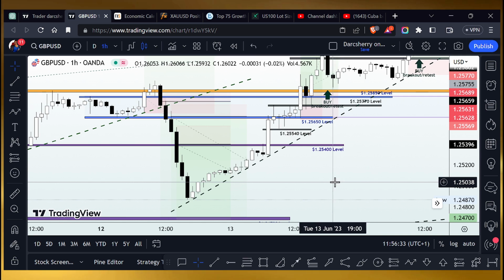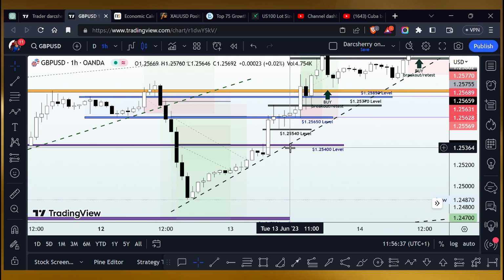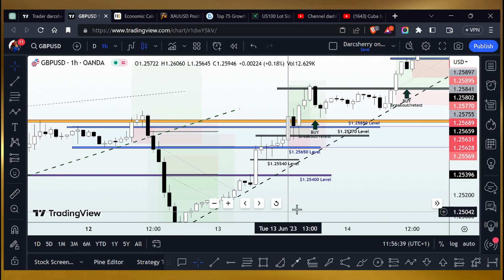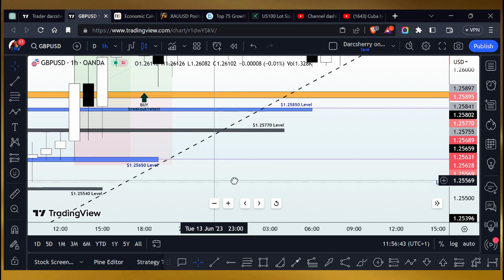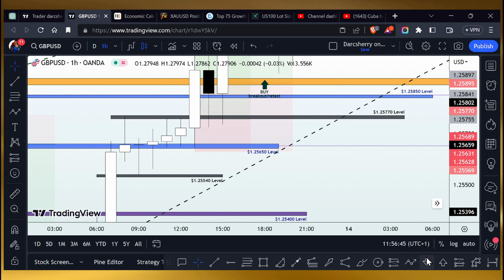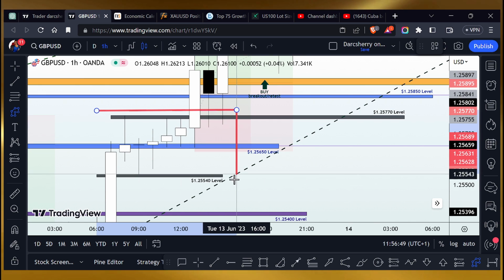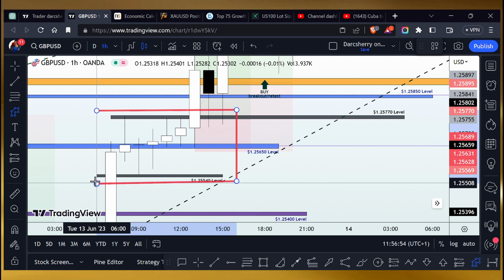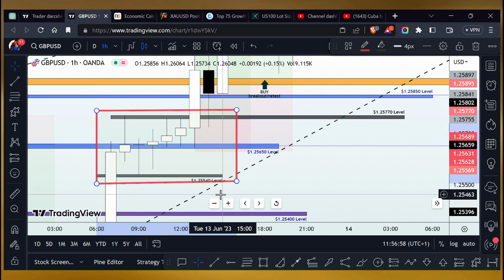And one thing we did here on Tuesday to help us capture any potential move was the simple structure that we identified. So this was what we saw here on Tuesday. We saw how price action was ranging between the 1.25770 and the 1.25540 zone. And what we said here is that, as usual, you know how we do it.